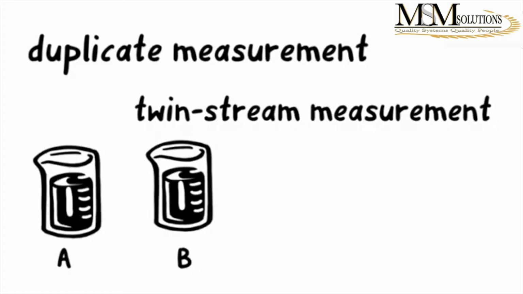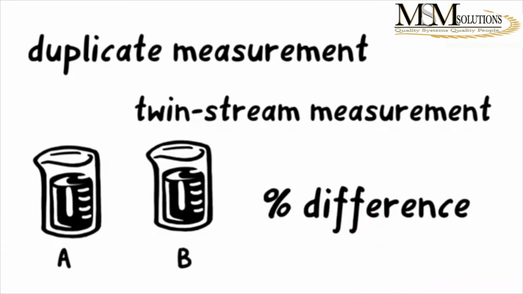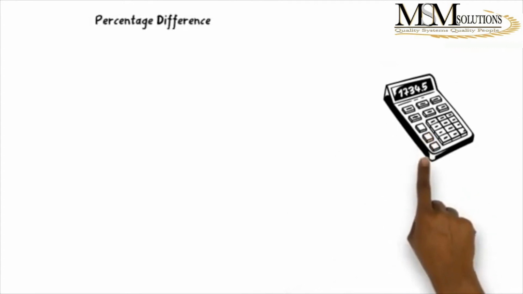At the end of the analysis, you then have to compare these 2 values. And what we would use is percentage difference. You would look at what is the percentage difference between these 2 values so that you can say if this is acceptable or not. So how do we calculate percentage difference?